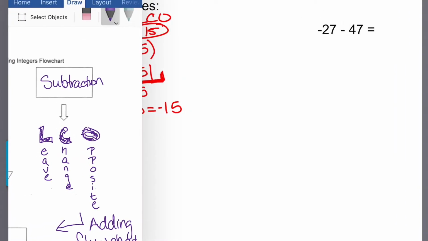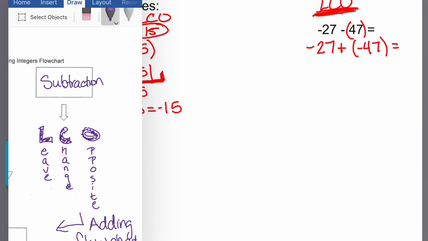Let's look at negative 27 minus 47. We're going to do the same thing. I'm going to remind myself to do LCO. I see a minus sign, so I know right away I need to LCO. I'm going to leave negative 27. I'm going to change the minus sign to a plus sign. And 47 is a positive number, so the opposite of that is negative 47.